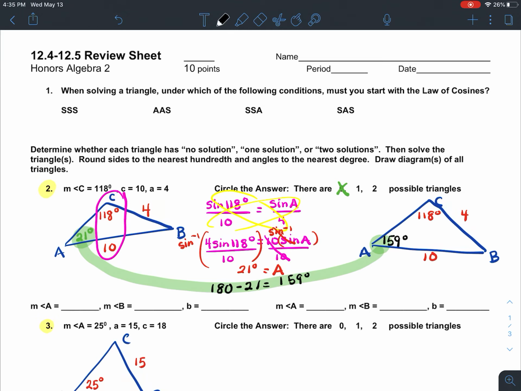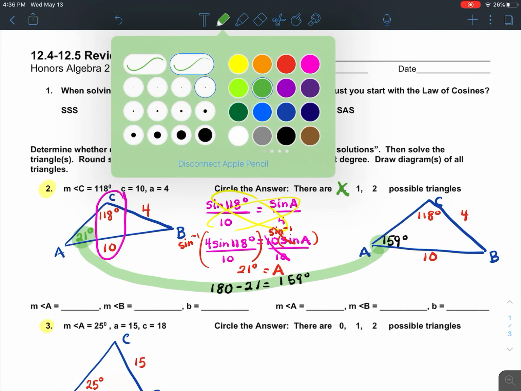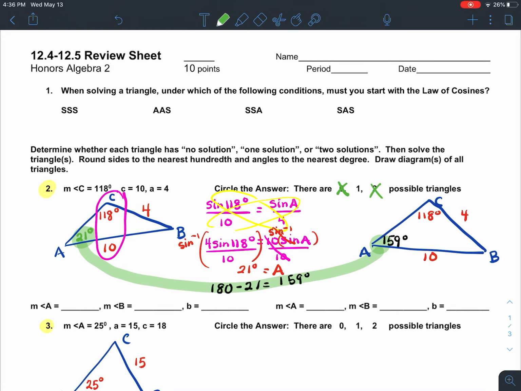And so we look at this second triangle that I have drawn here and we ask ourselves, is this even possible? Could angle C be 118 and could angle A be 159, all in the same triangle? And the answer is no, because those two angles add up to 277 degrees, and we haven't even accounted for angle B. We know there's 180 degrees in every triangle, so that eliminates that option.